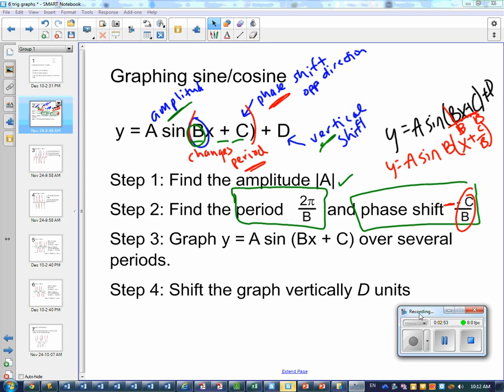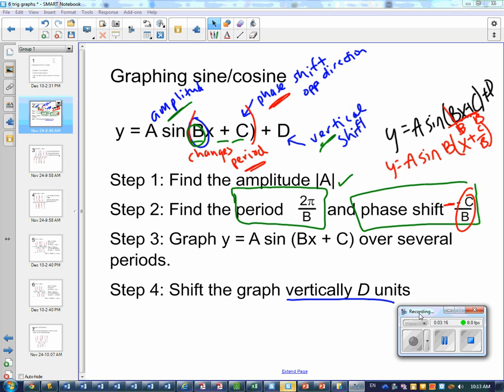So once you've got these 3 features, it's a good idea to go ahead and graph a quick sketch here, sketch it over several periods, and then it's helpful to save your vertical shift, d, for the end. Now, there's no hard and fast rule. If you have a different order that works for you, that's okay. But this is a method that will get you there every single time.